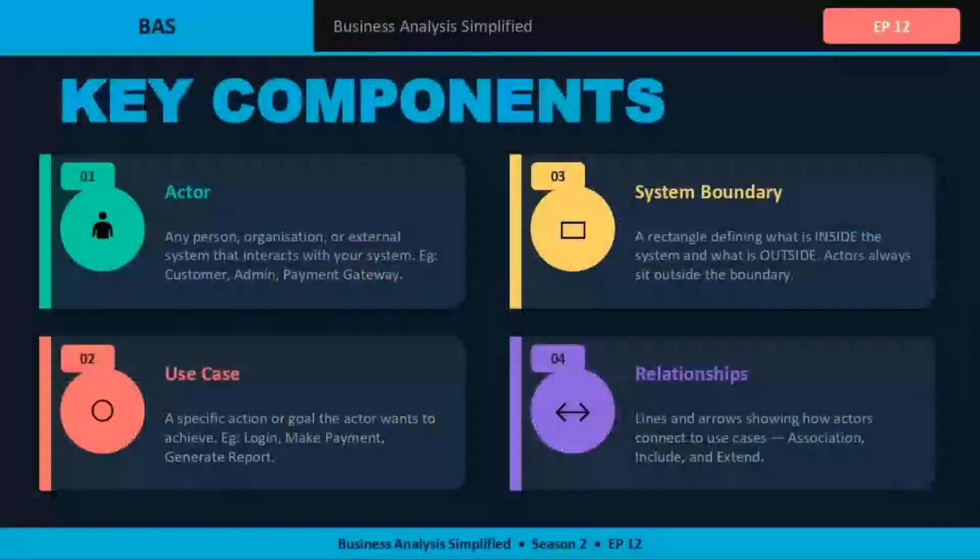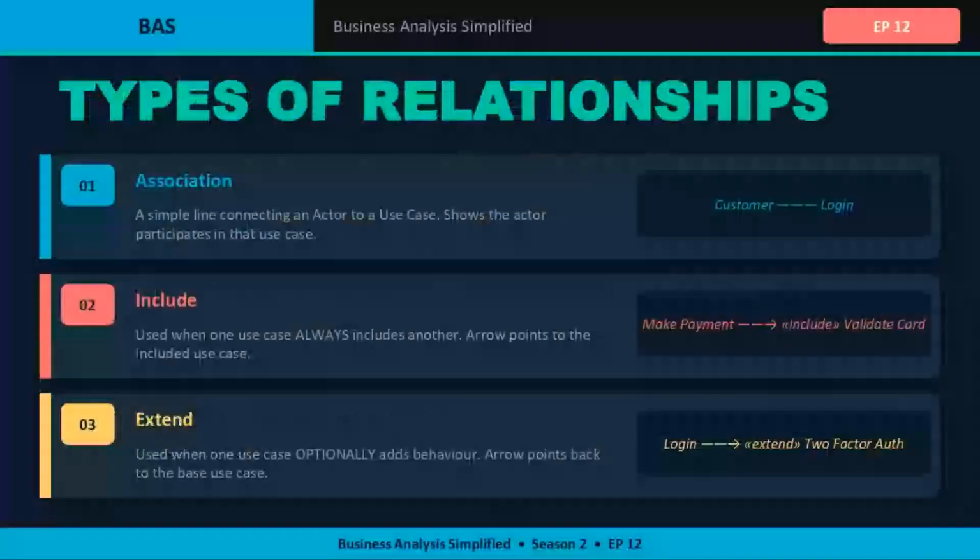Third, the system boundary. A rectangle that defines what is inside the system and what is outside. And fourth, relationships. Lines and arrows that show how actors connect to use cases, and how use cases relate to each other. There are three types of relationships in a use case diagram. First, association. A simple line connecting an actor to a use case. This shows the actor participates in that use case.